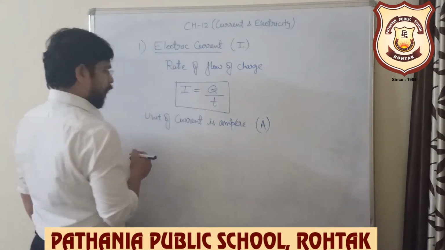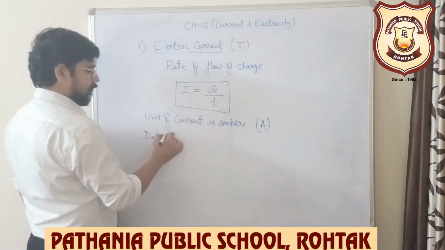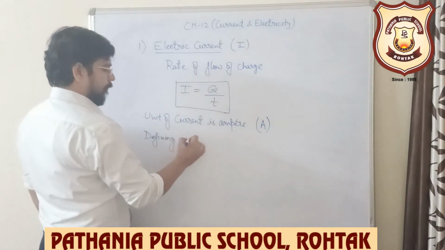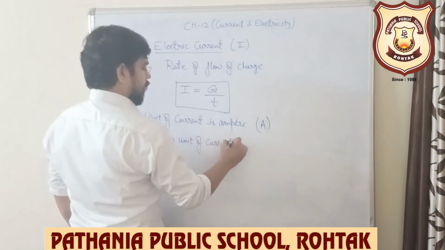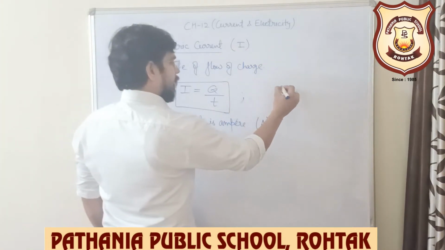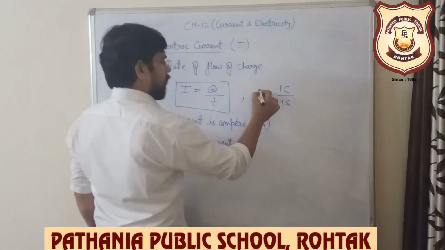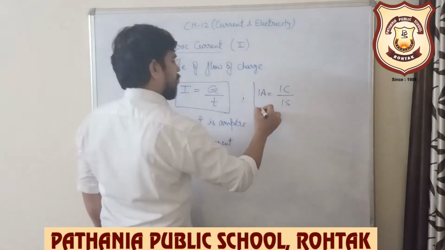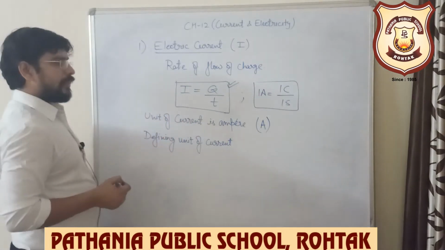And how do we define the unit of current? From this relation what you will observe is that if we take 1 coulomb charge and we take 1 second of time, then we will get 1 ampere of current. So this relation can be used for defining the unit of current, that is 1 ampere.